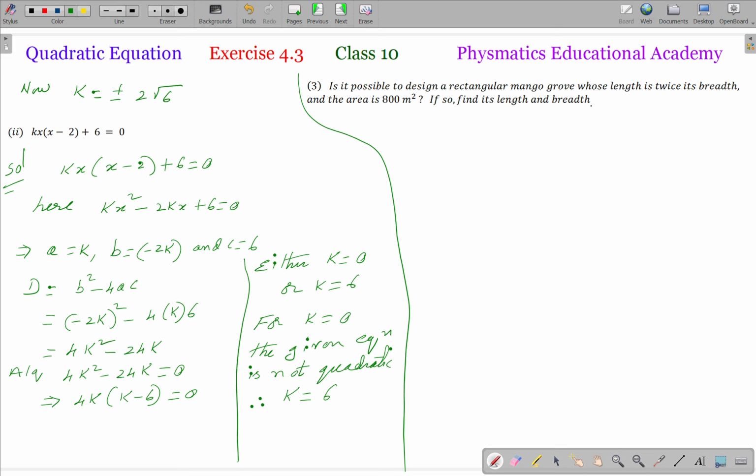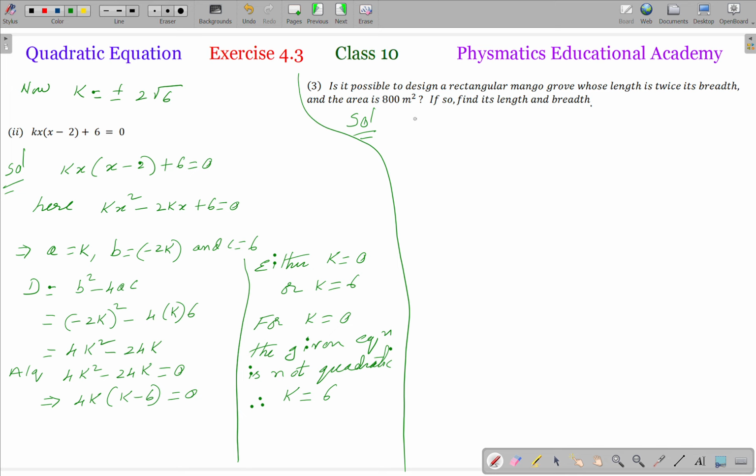Now, question number 3 under exercise 4.3. Is it possible to design a rectangular mango grove whose length is twice its breadth and the area is 800 meters square? If so, find its length and breadth. Solution.